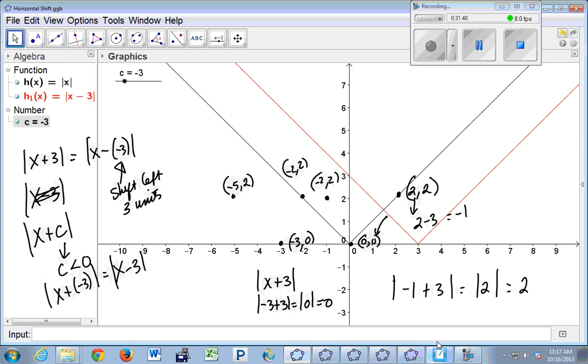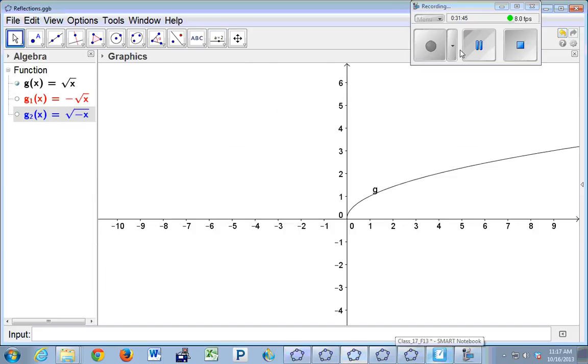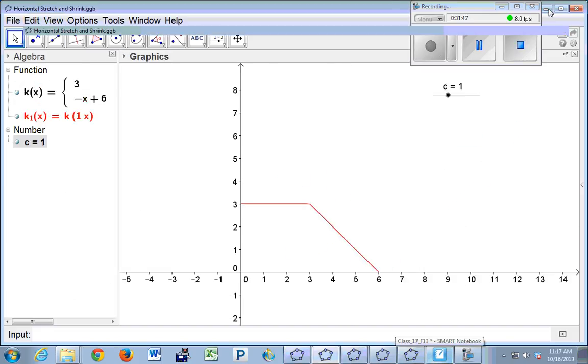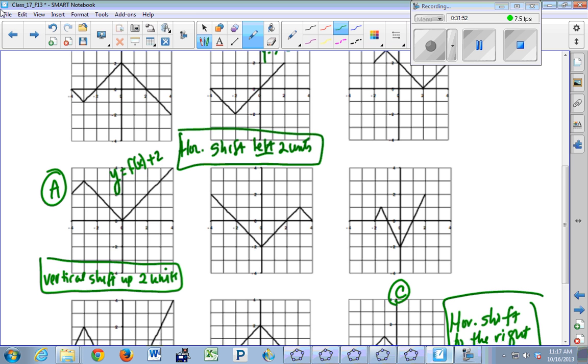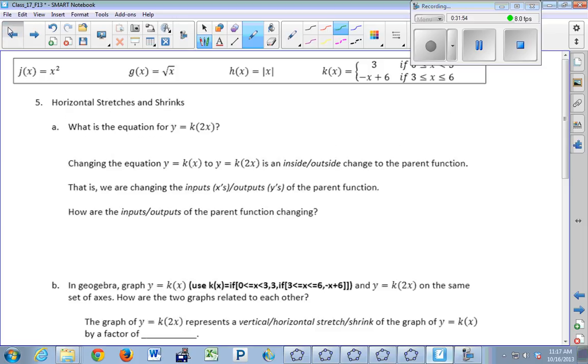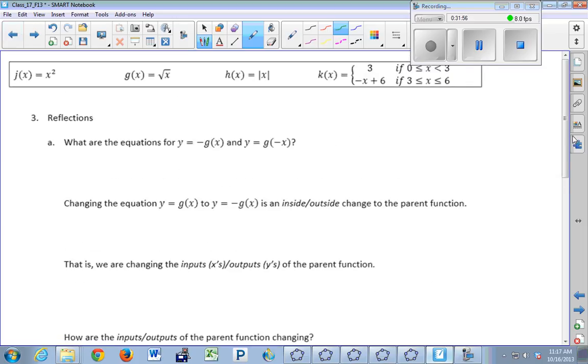Okay, let's take a look at reflections. That's this page here. And which function are we working with? What's our parent function here? What do we call our parent function here, someone other than Shane? Square root function, right. So it's an even root.